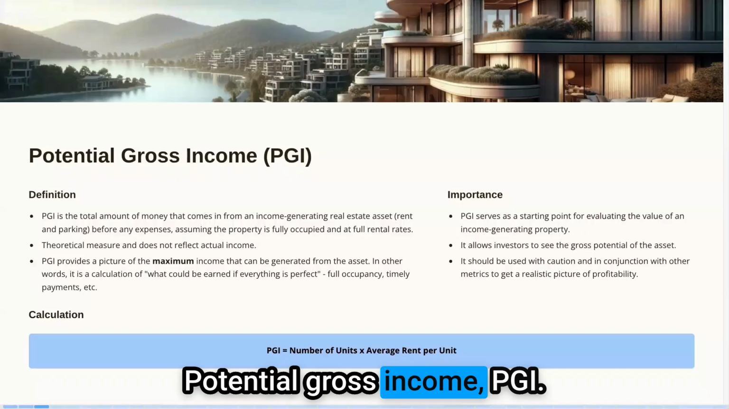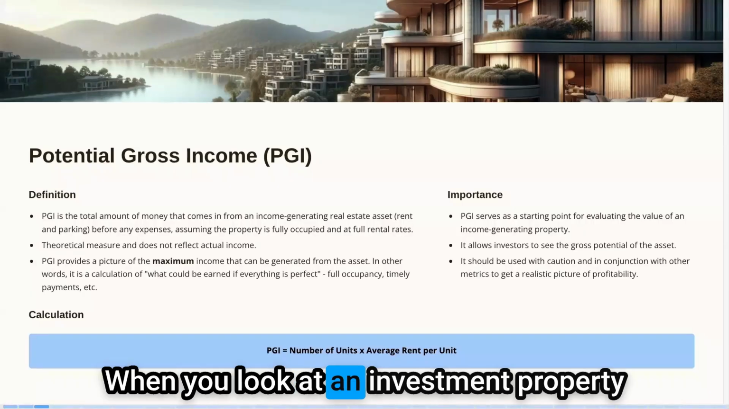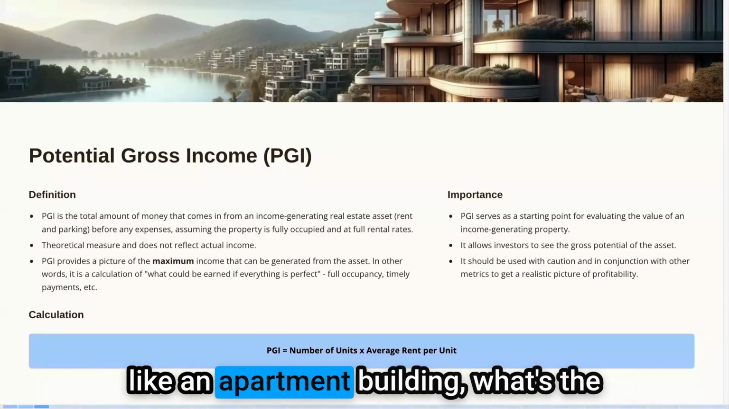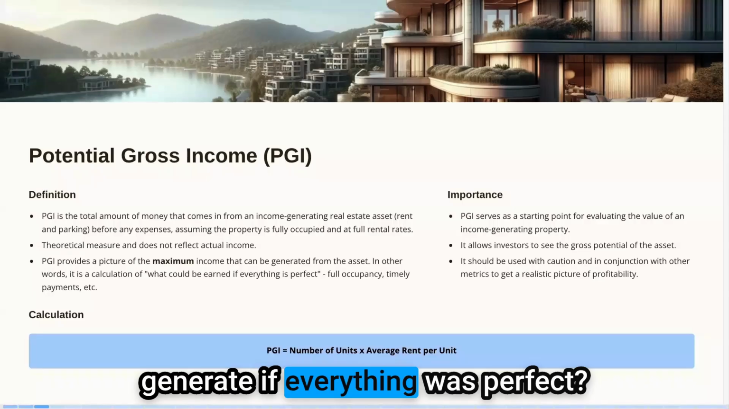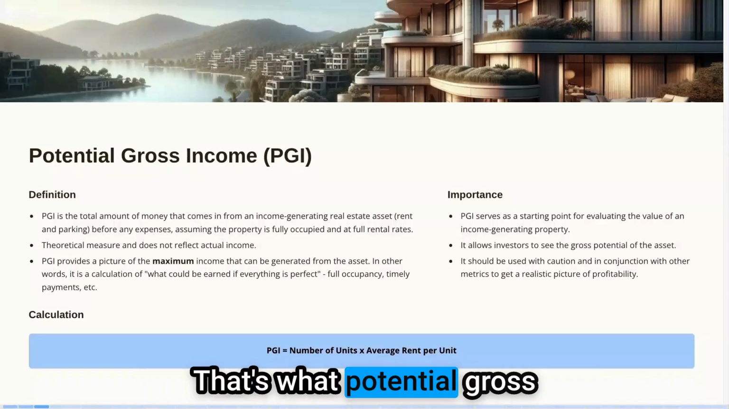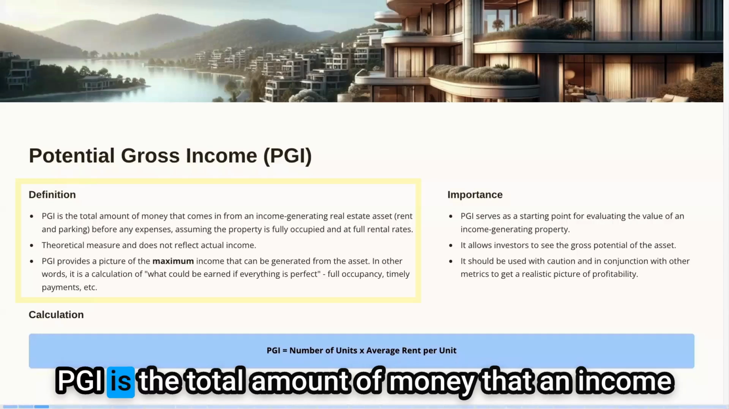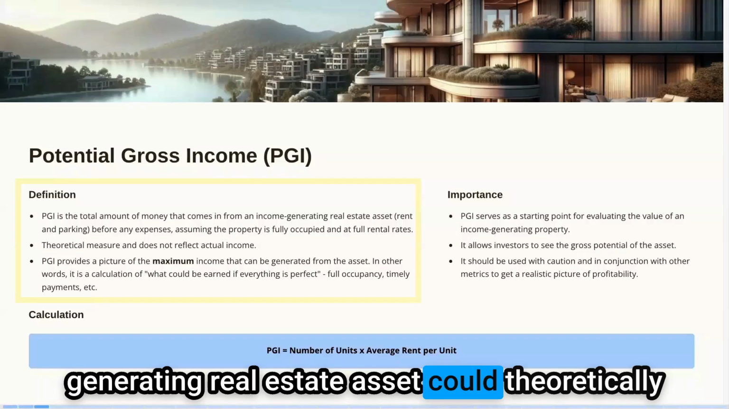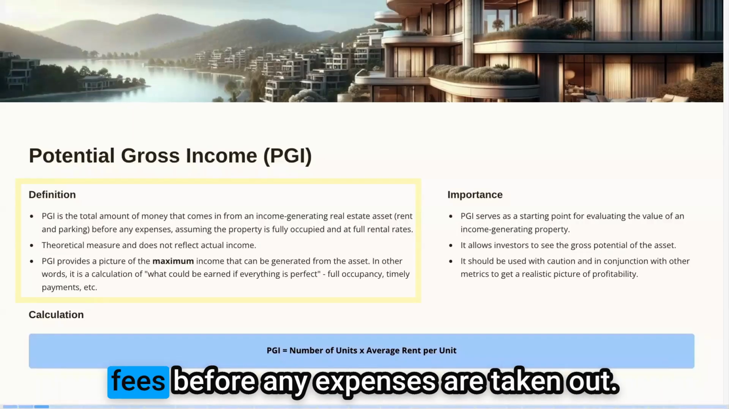Potential gross income, PGI. When you look at an investment property like an apartment building, what's the absolute maximum income it could generate if everything was perfect? That's what potential gross income, or PGI, tells us. PGI is the total amount of money that an income generating real estate asset could theoretically produce from all sources like rent and parking fees before any expenses are taken out.